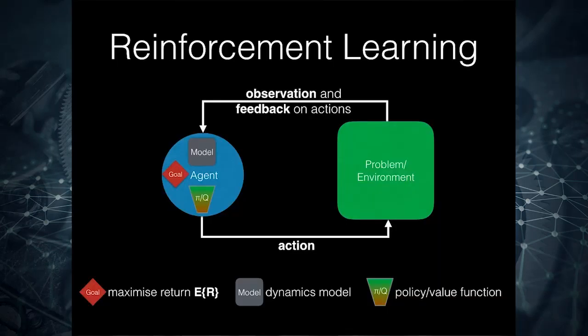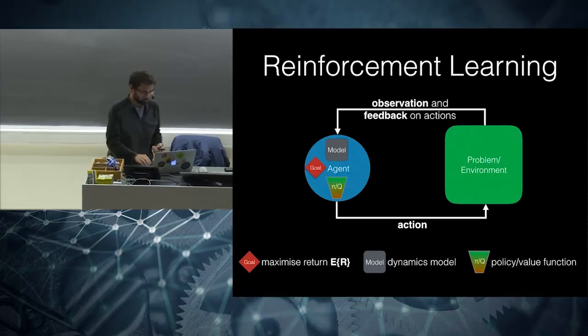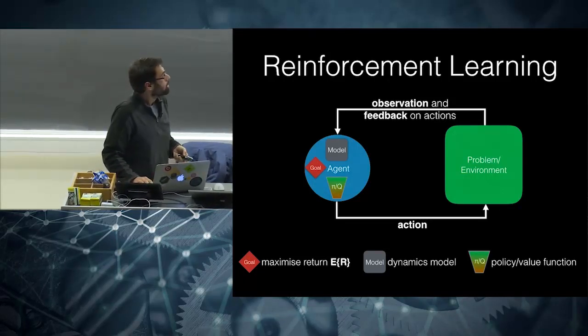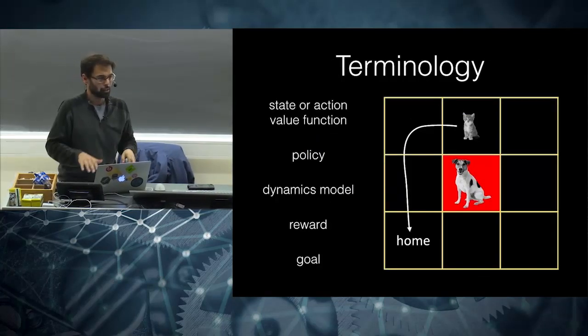So RL, we all know, is a way to learn a strategy for the agent. You can learn a value function for a state or an action in a state. You can learn a policy directly, which in this case is pi or q. You could also learn a value function for the state, which is v. You could also learn a model of the environment, which you can use to plan a bit ahead. And the agent always has a goal, which is to maximize the return, the long-term reward. This is just to get everyone on the same terminology.